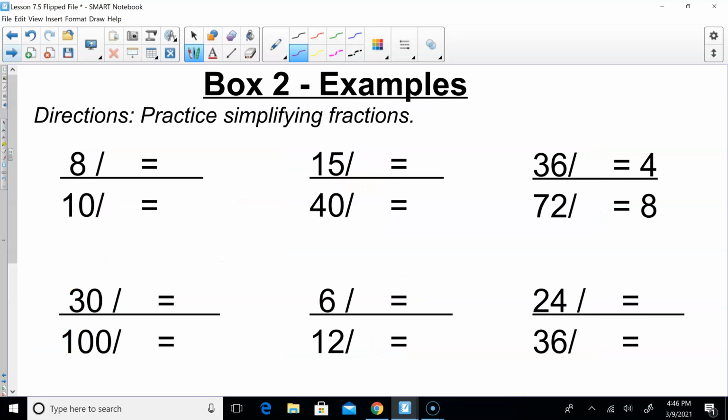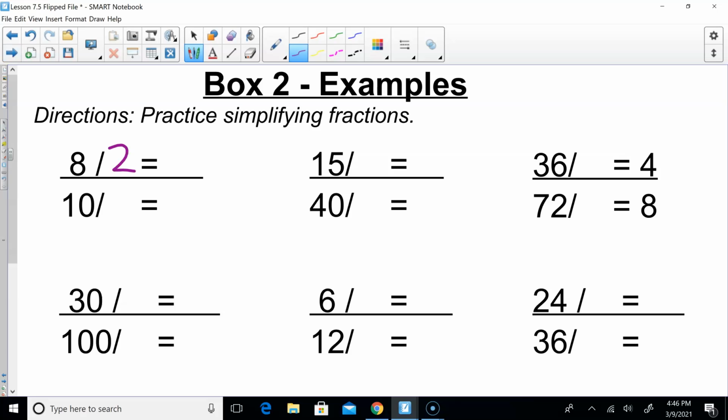Here's some practice right now. Simplifying fractions. I don't have many numbers because you can sometimes do more than one different way to simplify it. But our goal will be to simplify it as much as possible. So I look at 8, I look at 10, I think of what factors do they have in common?